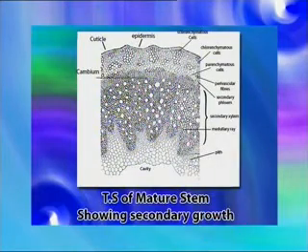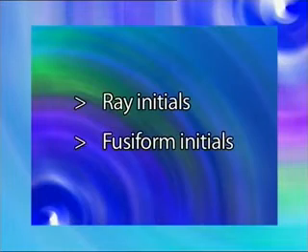This cambial ring then cuts off secondary xylem towards the inner side and secondary phloem towards the outer side. The cambial cells are of two types, ray initials and fusiform initials.